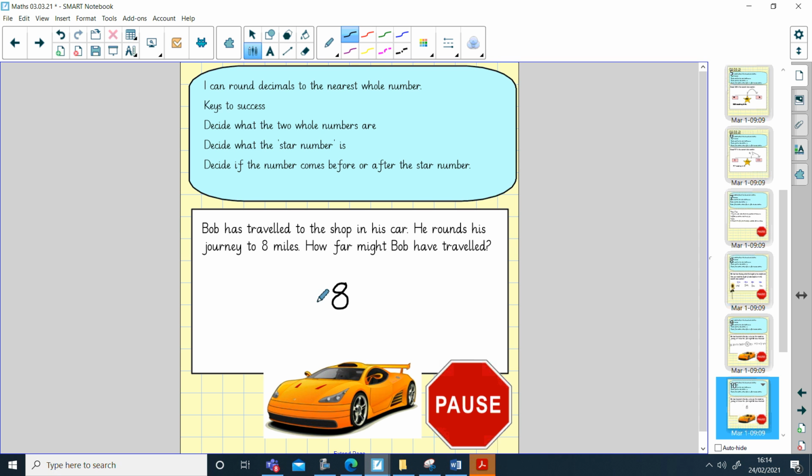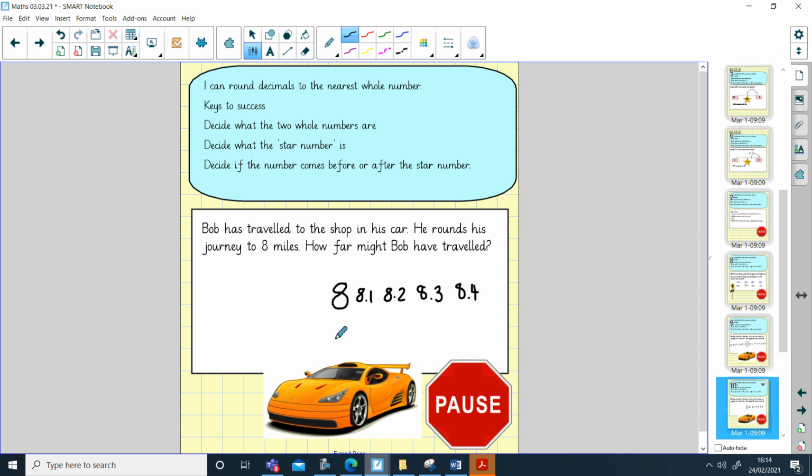Okay, so thinking about Bob, he may have travelled 8.1 miles. He may have travelled 8.2 miles, or even 8.3 miles. And he may have travelled 8.4 miles. Did anyone put that he could have travelled 8.5 miles? I hope not, because if he had travelled 8.5 miles, it would round up to 9.